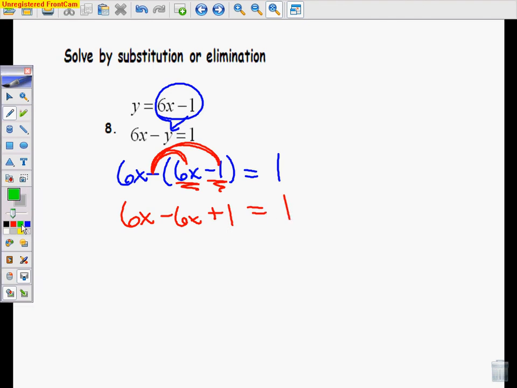Now notice what happens here. 6x minus 6x, that's 0. Those cancel each other out. So we get 1 equals 1. When all of the variables cancel, when there are no variables left and you are left with a number equaling another number, or a number equaling itself, that means one of two things. Either we have no solutions, or we have infinitely many solutions. The way that you tell is that if your last statement is a true statement, then that means that there are infinite solutions.